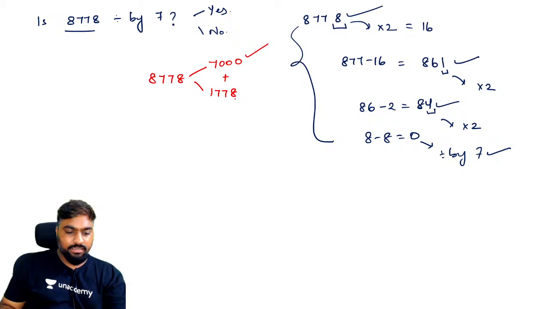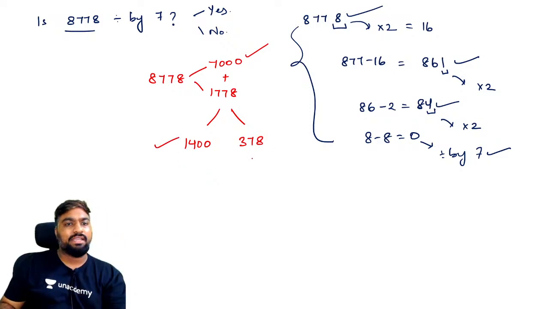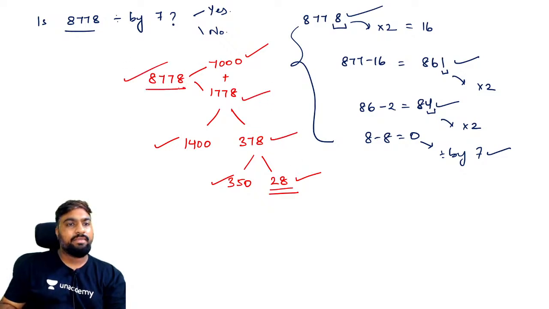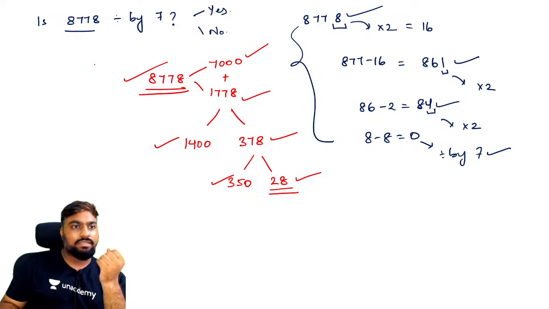In 1778, further split it as 1400. You know 1400 is divisible. So what will be remaining? 378. Agreed? 1400 is divisible. Don't have to worry about it. In 378 again, you know that 350 is divisible. So what is remaining? 28. If 350 is divisible, you only have to check with 28. If 28 is also divisible, then 378 is divisible, 1778 is divisible, ultimately 8778 is divisible. Understood? This method is called splitting.